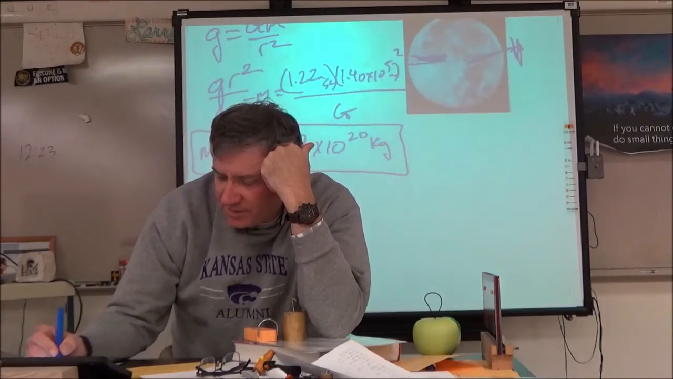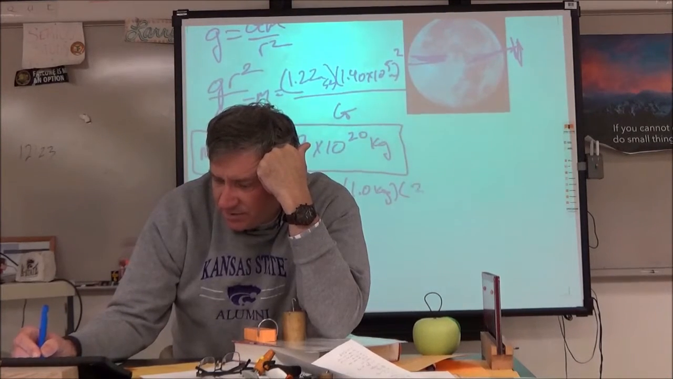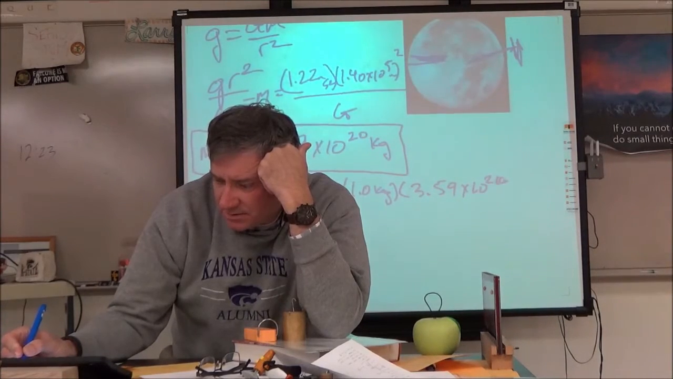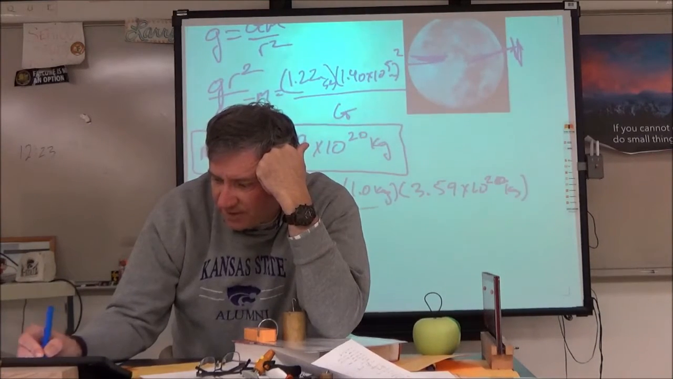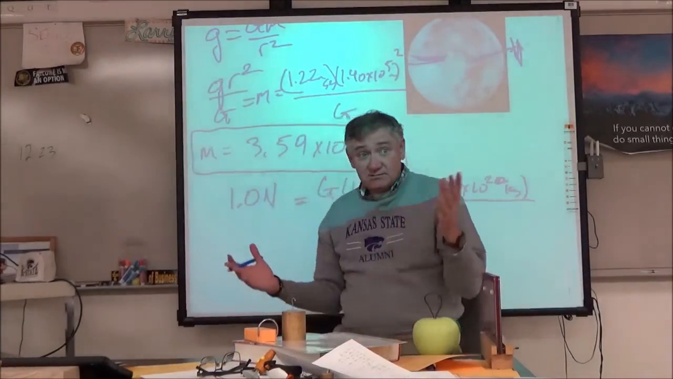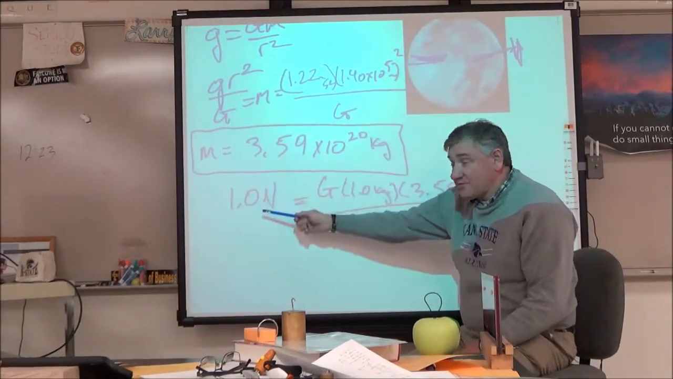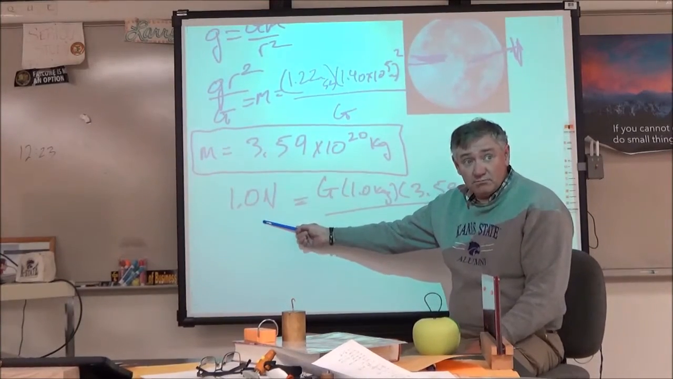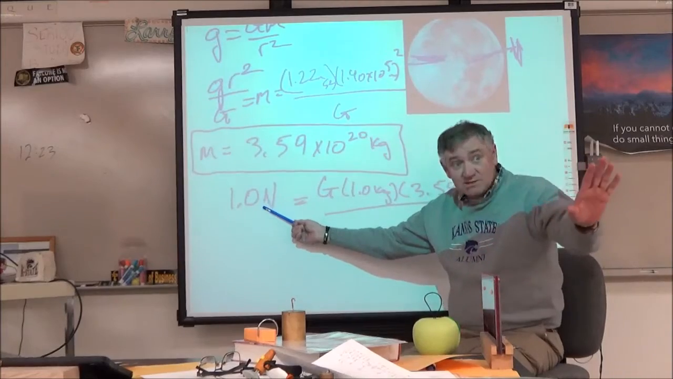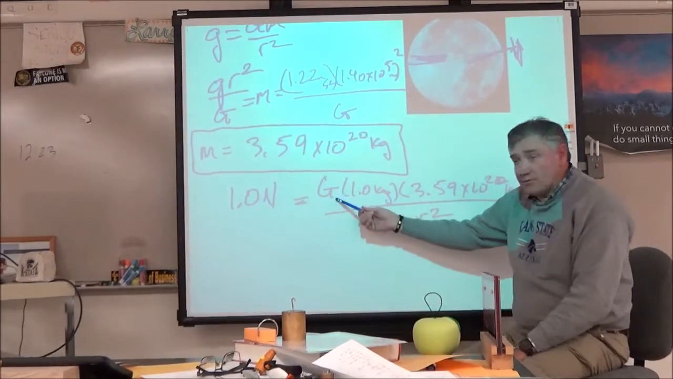And that could equal big G times the 1 kilogram mass times the mass of the moon, 3.59 times 10 to the 20th kilograms, divided by r squared. Okay? Because fundamentally, that's what's going to happen. I want that thing to feel like it weighs 1 Newton, because that's what that F is going to be. That's the gravitational force. I know what big G is.